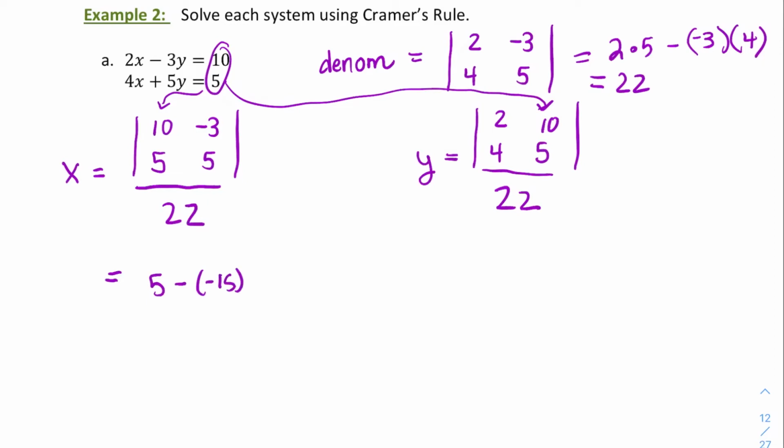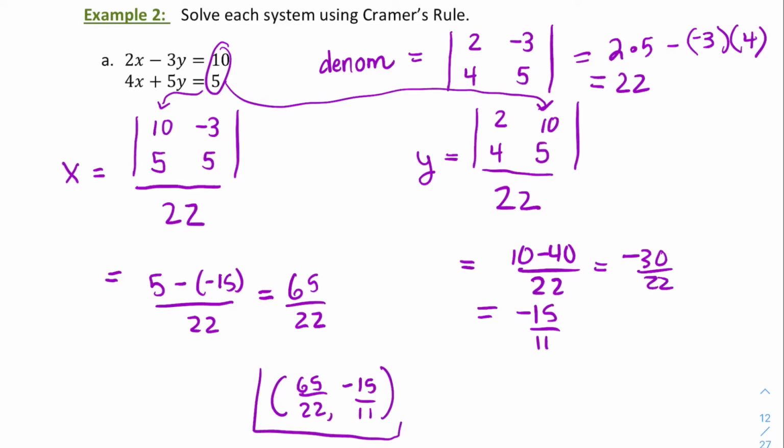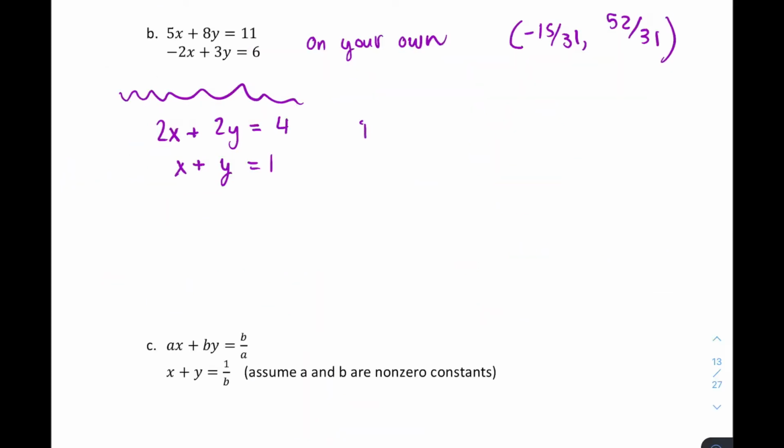So on x, I've got -15 and 5, 65 over 22. And for y, 10 minus 40 is -30 over 22, which you can reduce. So that's pretty much Cramer's rule. I like it. It's a nice method for solving systems, I feel like, if they are messy for substitution or elimination. So I'll leave B for you, but I want to look at another one that I jotted down here.